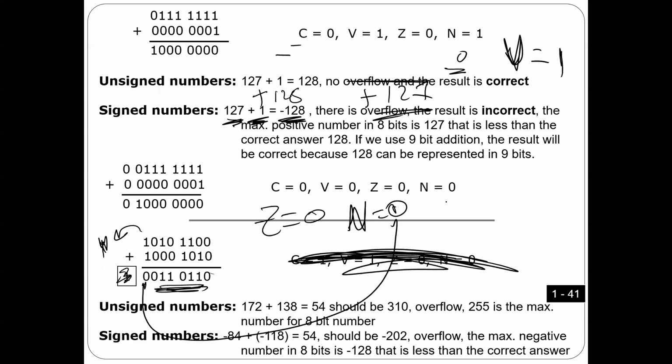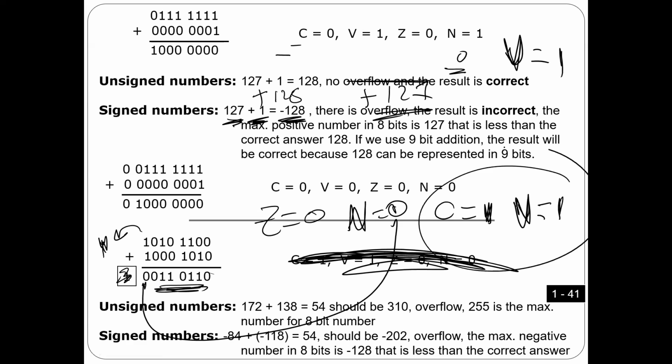Okay, now let's look at carry. Is there a carry? Yes, there is a carry. Now look at the V flag. The V flag should be 1 because I'm adding a negative number plus a negative number, and I got a positive number.